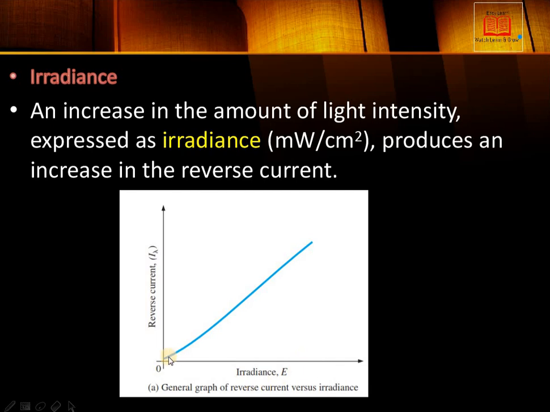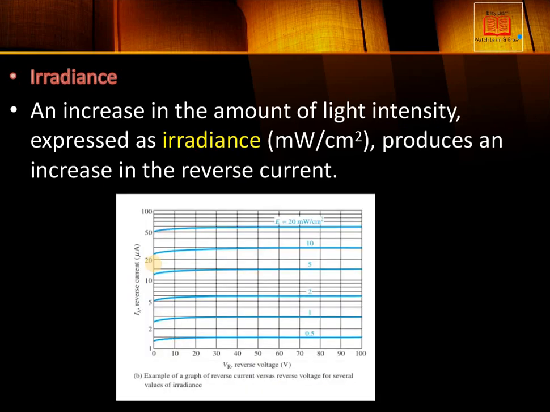That is why I have shown that at this point, when the light intensity E is zero, there is also some reverse current. We can say that this is a small leakage current. Intensity is also called irradiance, and it is represented in milliwatt per centimeter square. An increase in the amount of light intensity, called irradiance, produces an increase in the reverse current, and in this graph, when irradiance is increased, reverse current is increased in an almost linear way.